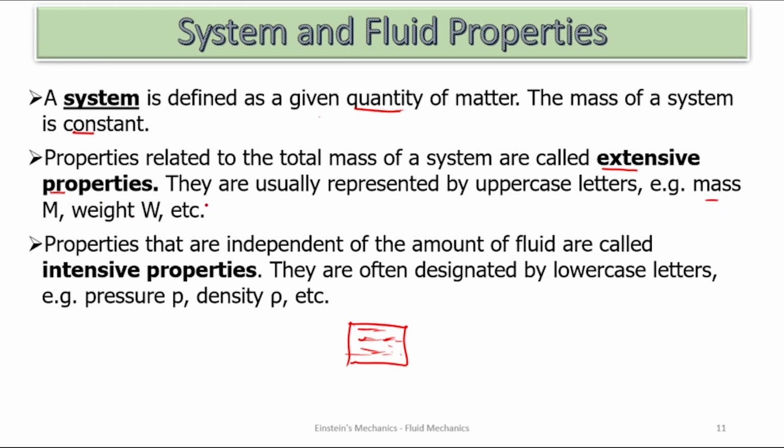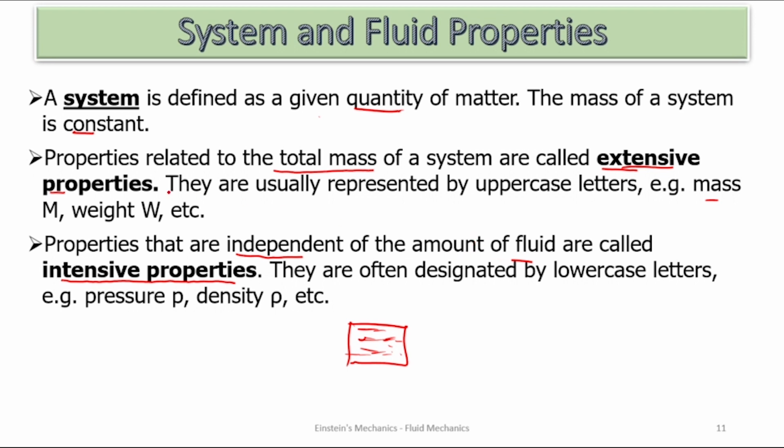So the properties of a particular system are divided into two. We have what we call the extensive properties and the intensive properties. Pay attention to these properties. They are examinable. So the extensive properties are related to the total mass of the system. So they are dependent on the mass, while the intensive properties are independent of the amount of the fluid.